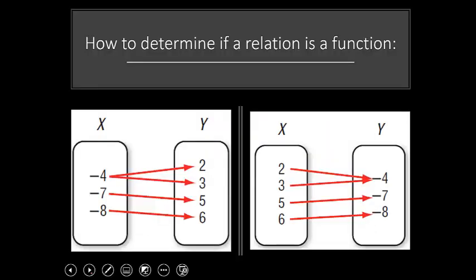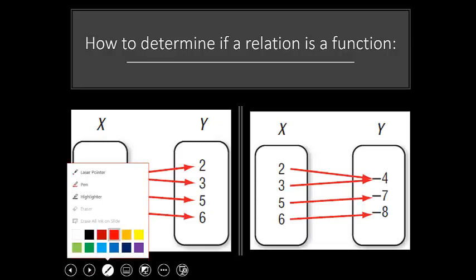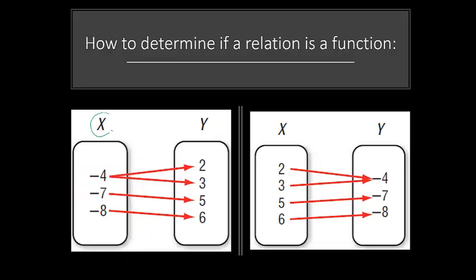How do you determine if a relation is a function? On the screen, I am presenting you with two different mappings. You need to be able to look at a mapping and tell me, is it a function or is it not a function? And this is how you do it. On the first mapping, I'm going to look at my x values and I see that this one's got two arrows. This has got one, this has got one. This means that if I have an x value of -4, I get two answers, 2 and 3. And according to my definition, my x cannot give me two outputs. Therefore, this is not a function.